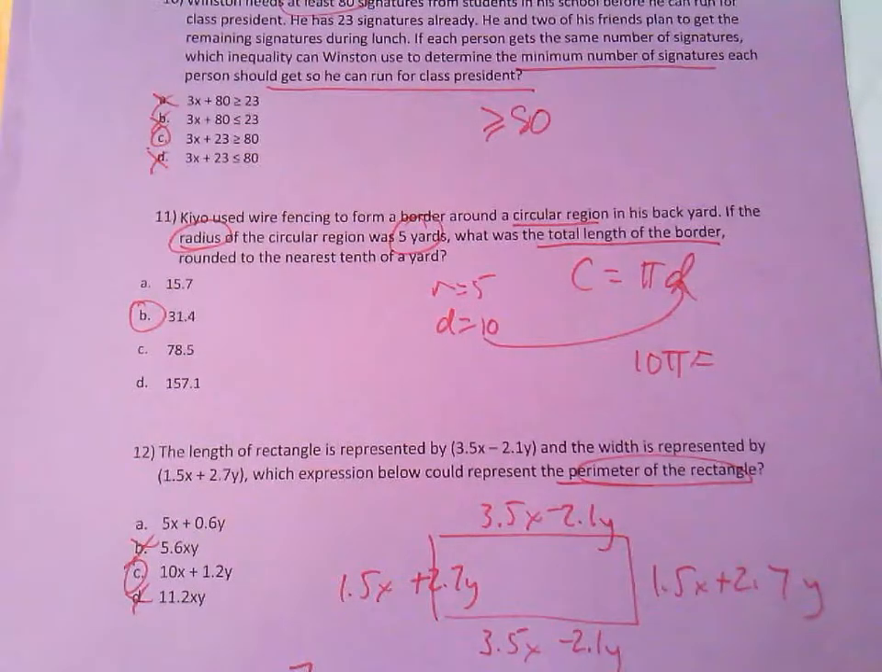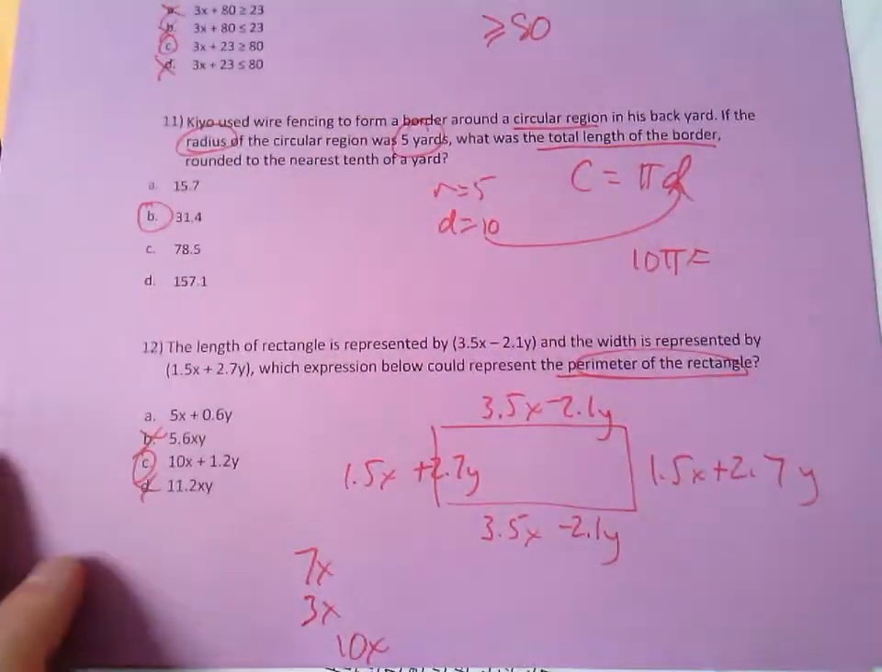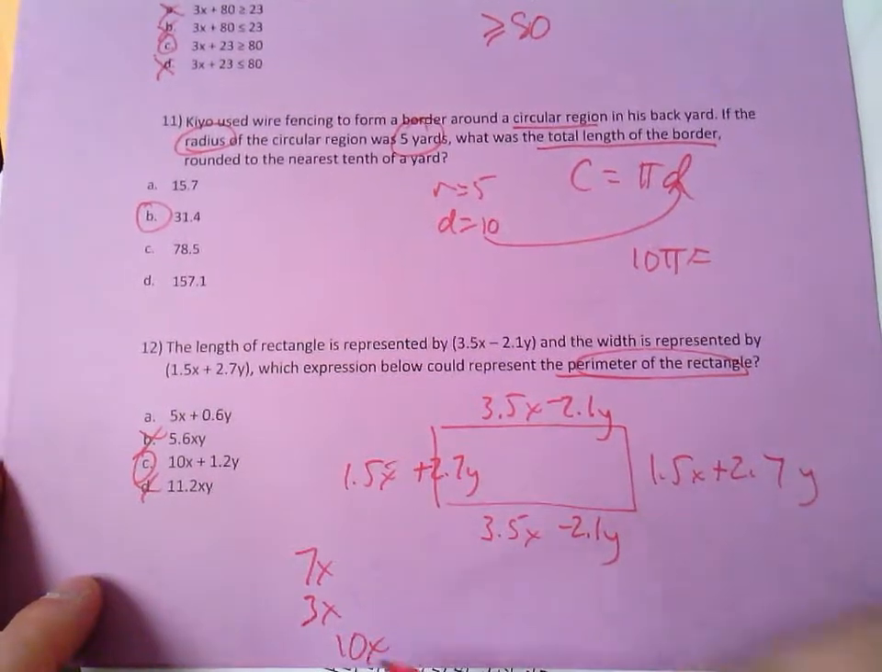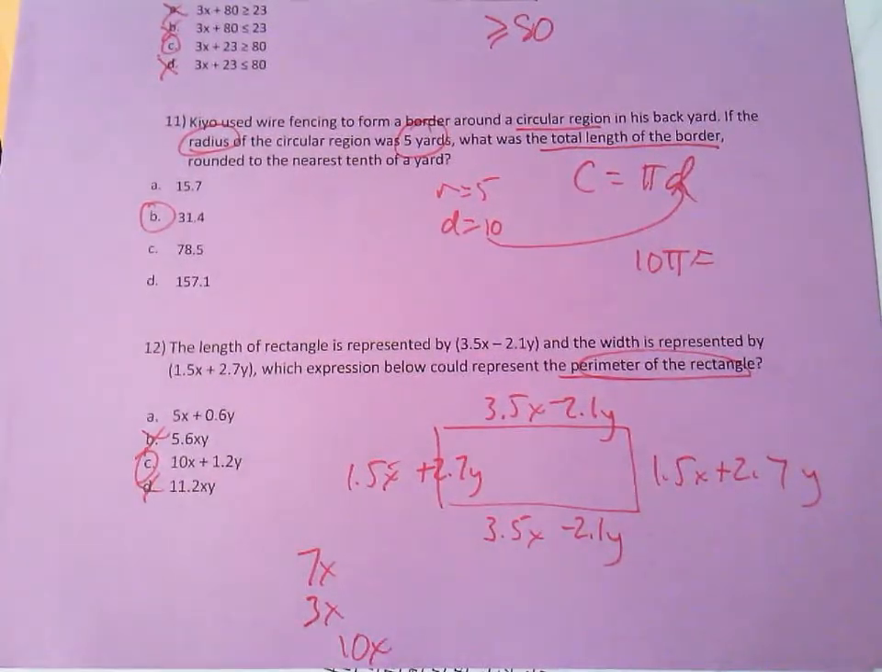Oops, move this up so you can see what I did. So I did the 3.5 and 3.5. I did the 1.5 and the 1.5. That gave me 10. So I know I didn't have to do anything else. That's the only choice.